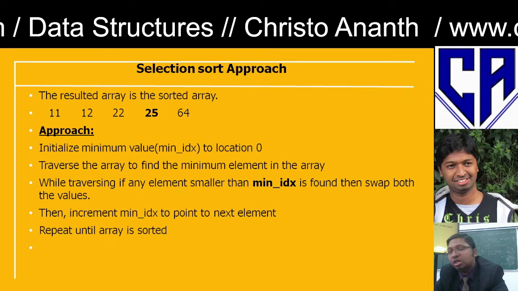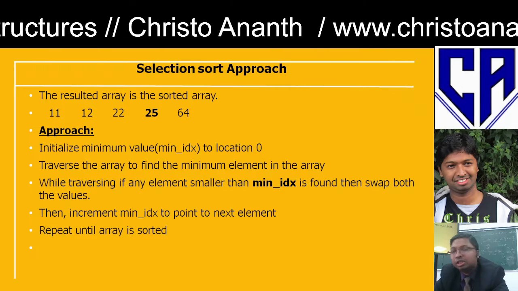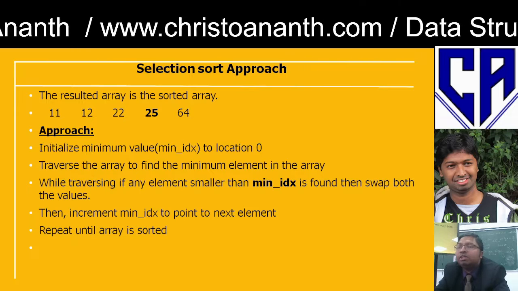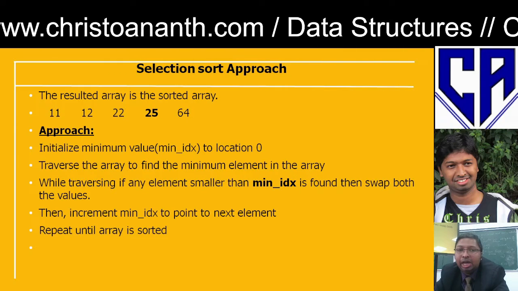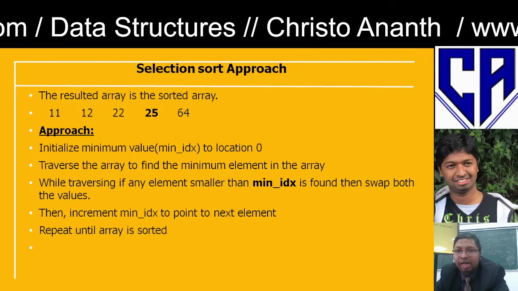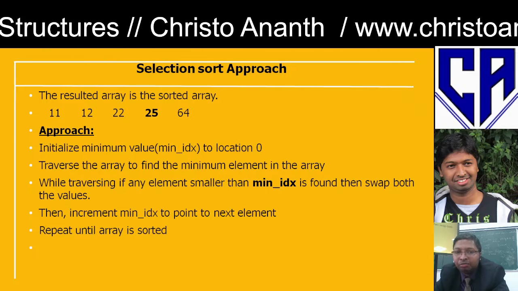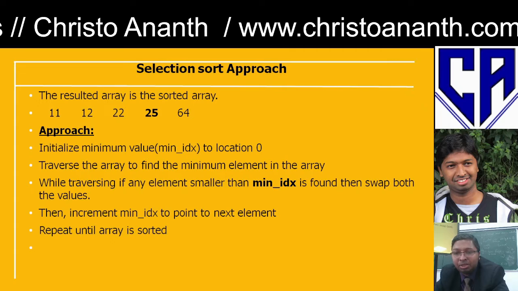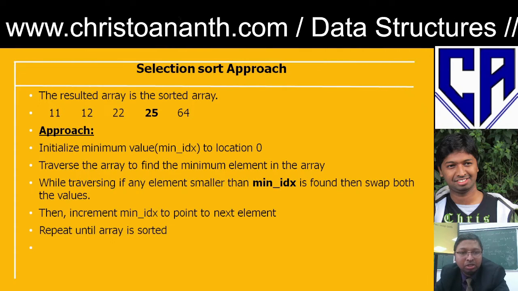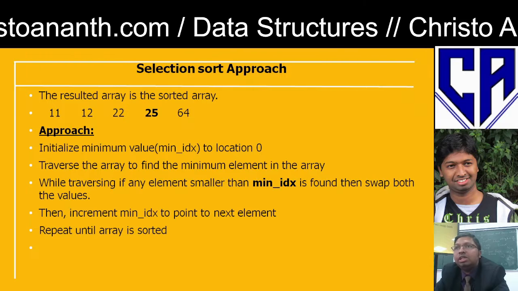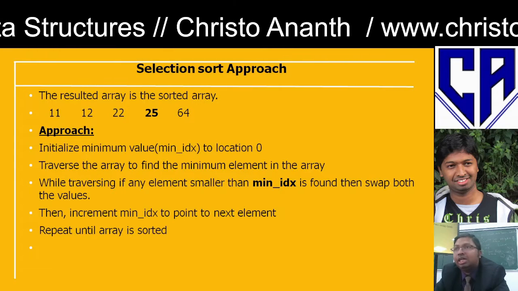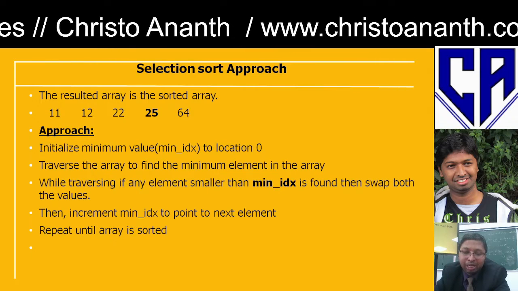So in this approach, you initialize the minimum value, or rather the minimum index, to the first location, which is location 0, and you traverse the array in order to find the minimum element in the array. While traversing, you check if any element is smaller than the minimum. If it is found, you swap both the values. Then you increment the minimum index to point to the next element and you repeat until the array is actually arranged.